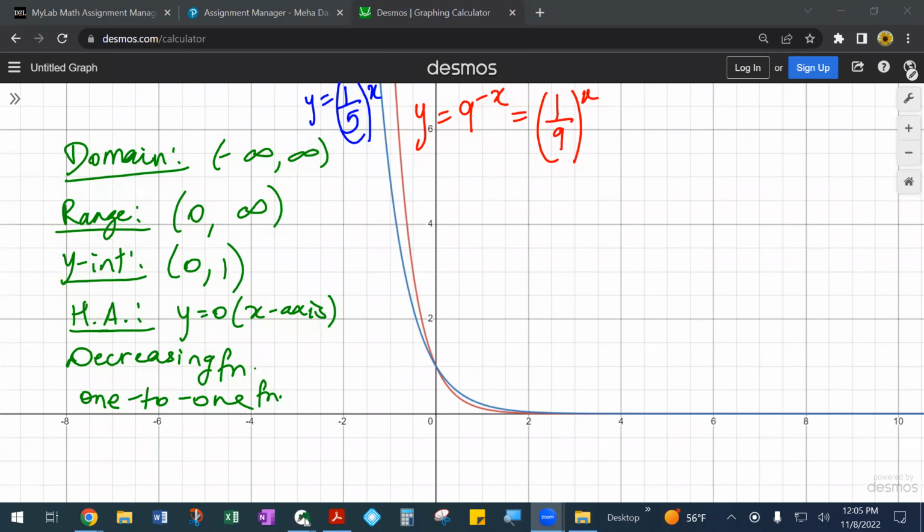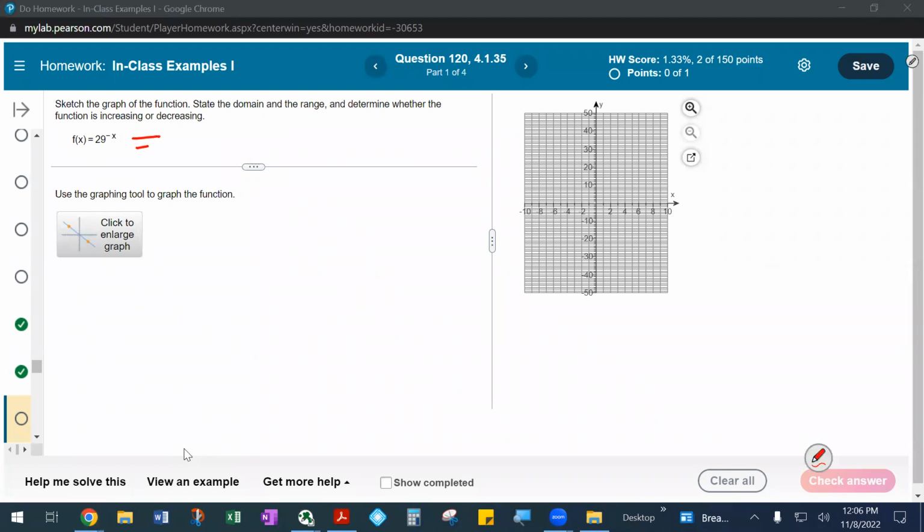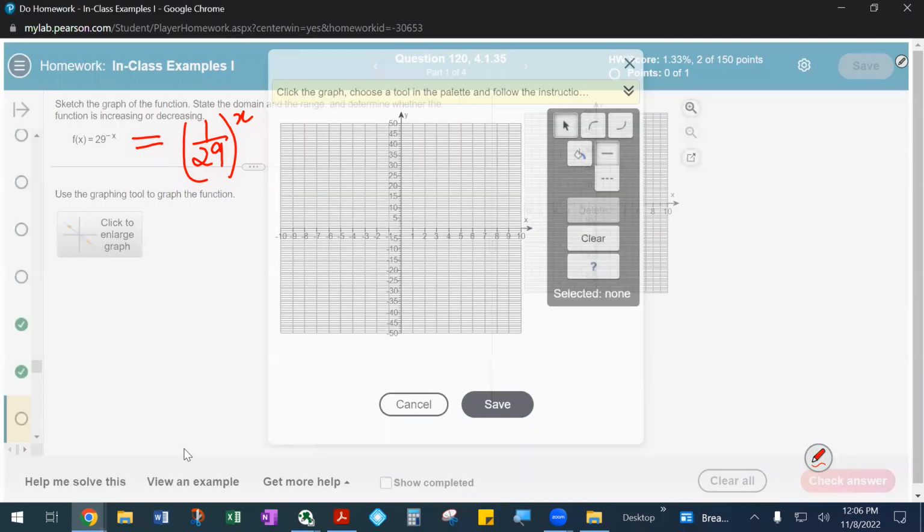Okay, now, when you're trying to graph this in MyMathLab, it is going to pop up with that little box that we saw in the last one. So sketch the graph, domain and range, if it's increasing or decreasing. What's our base over here? This 29 to the power of minus x. So what is the actual base going to be? 1/29, and that is very, very important when you're doing the graph for this, because if you leave it as a base of 29, it's not going to graph the right graph.